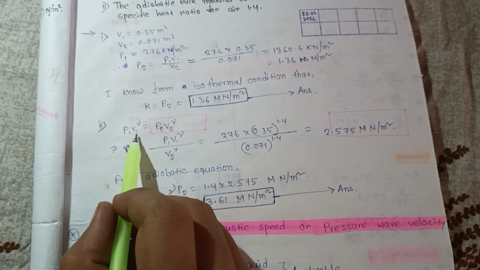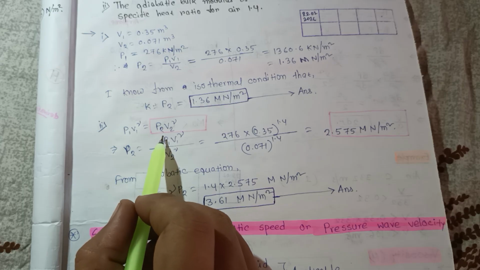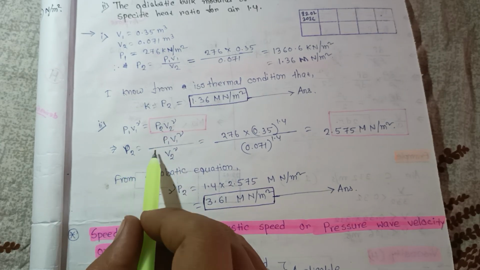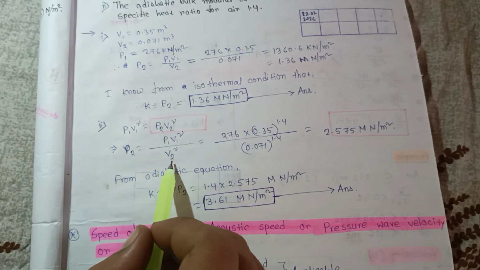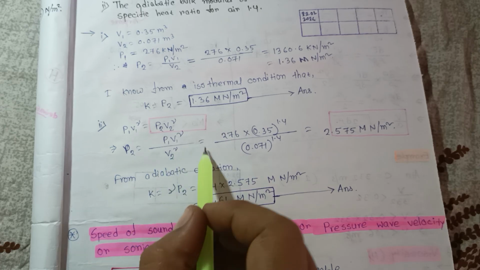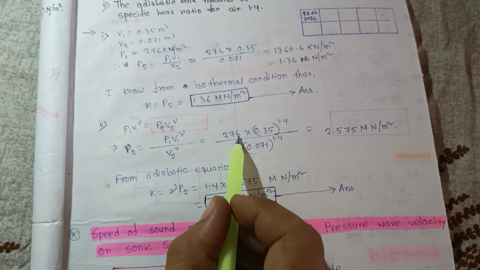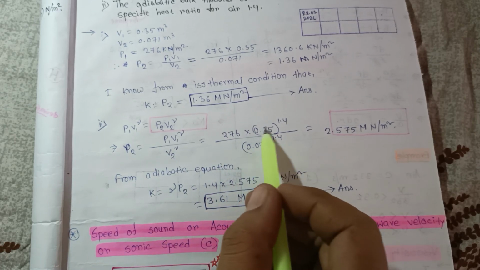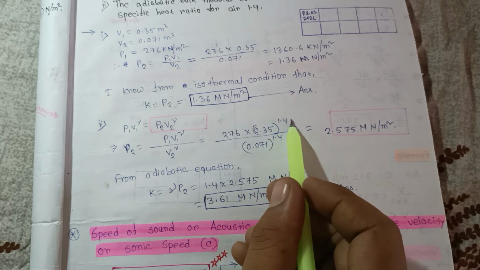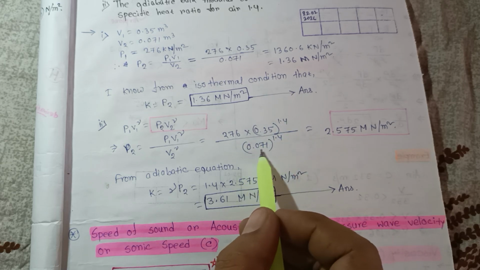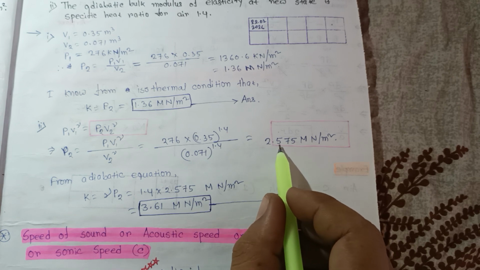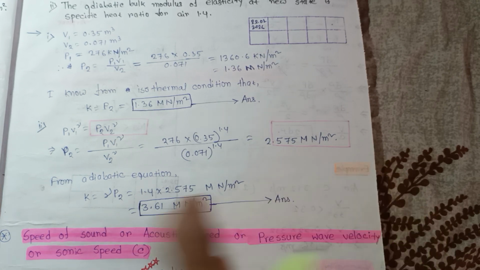So you can apply P1 V1 to the power gamma equal to P2 V2 to the power gamma. So P2 is equal to P1 V1 to the power gamma divided by V2 to the power gamma. P1 value is given as 276, V1, the initial volume, is 0.35 to the power 1.4, divided by V2, 0.071 to the power 1.4. From here you can calculate that P2 is 2.575 mega Newton per meter square.